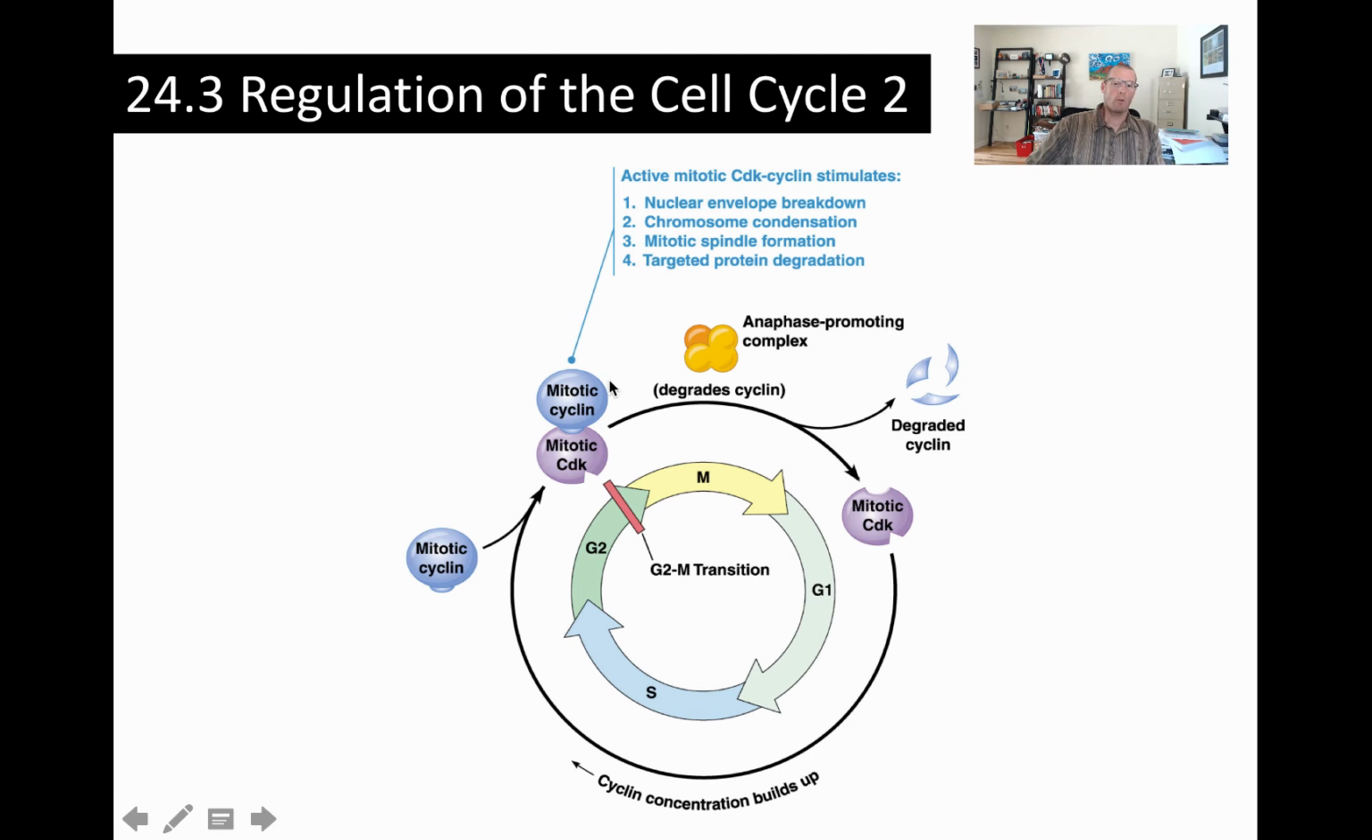Once you go into mitosis, the cyclin CDK complexes also activate a complex of proteins called the anaphase promoting complex. That does exactly what it sounds like. It basically allows the cell to go from metaphase, where the chromosomes are lined up on the plate, into anaphase.